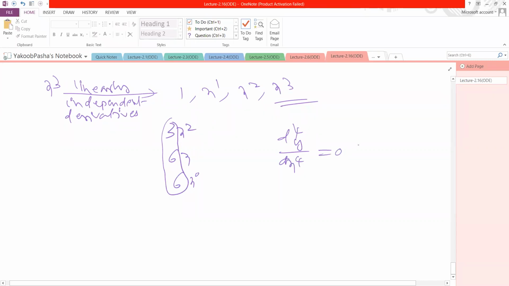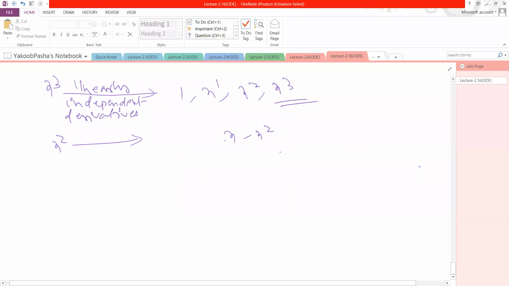At the start, when I gave a problem, d⁴y/dx⁴ is equal to 0, the linearly independent solutions were 1, x, x square, x cube. Many people asked how this is linearly independent. The linearly independent derivatives of x cube are 1, x, x square, x cube. For x square, the linearly independent derivatives are first x square, next x, next 1. These are the linearly independent derivatives.